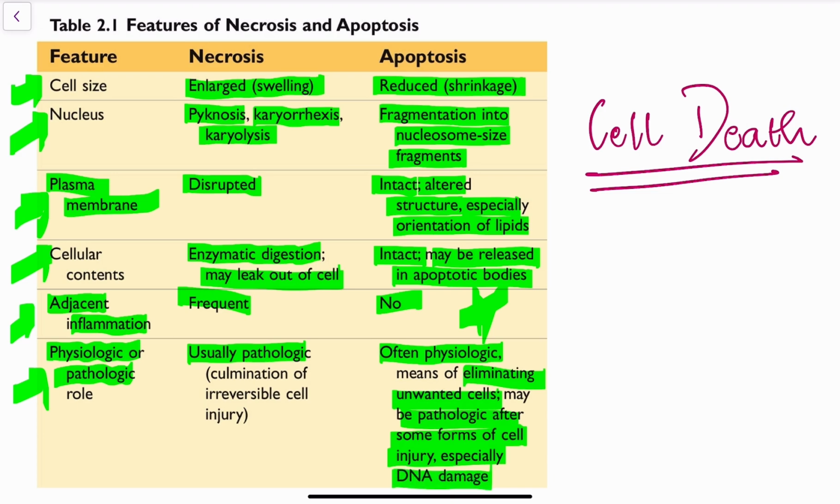So the most important points here are your cell size, what's happening to the nucleus, and whether the adjacent inflammation is present or absent.